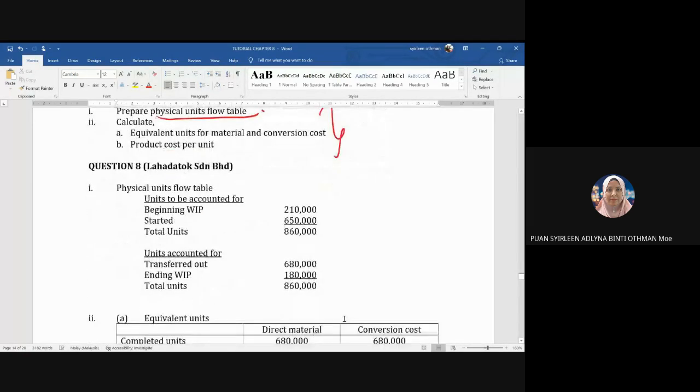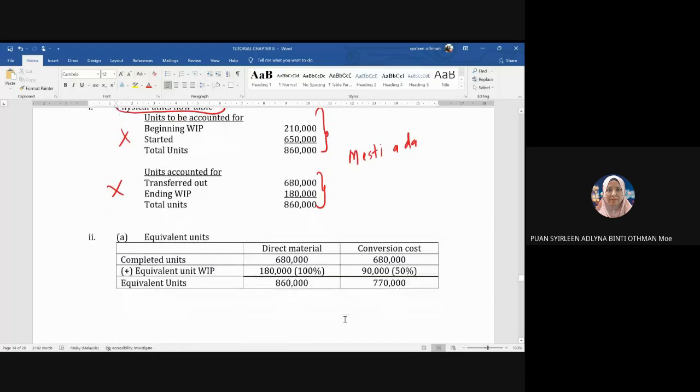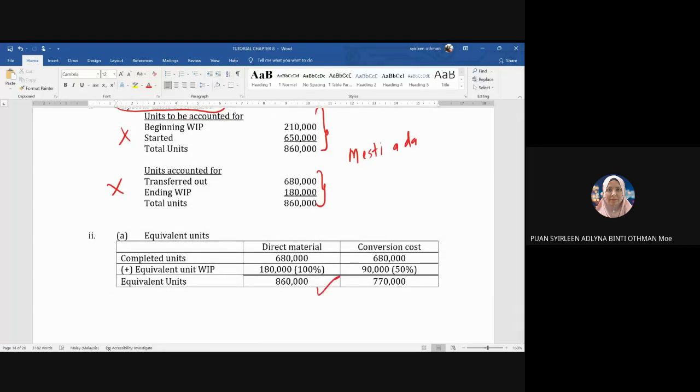Okay, so physical flow, faham. Kalau dia kata physical flow table, you mesti ada 2 part ni, mesti ada. You tak boleh ada satu saja atau satu saja. That means you tak menjawab soalan. Physical unit flow table mesti ada units to be accounted for and units accounted for. Dua-dua part mesti ada. Okay. Alright. So the physical units untuk direct material 860,000. Okay. Untuk conversion cost is 770,000. Okay. That is for equivalent unit.